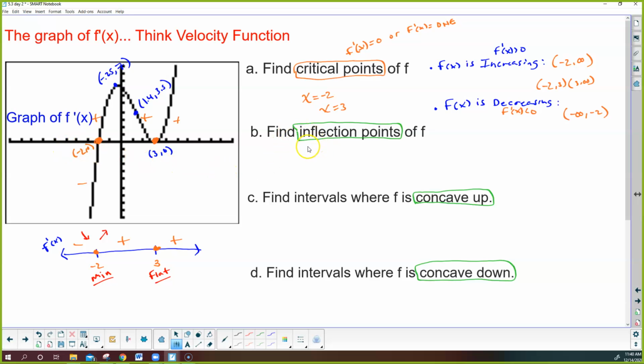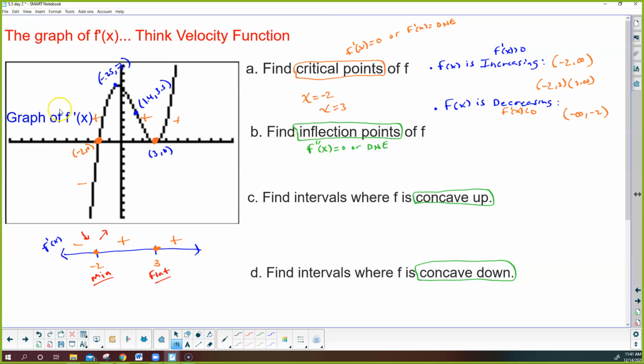Okay, so let's think of what we know. This is the way my brain works. I know that inflection points occur when f double prime is equal to 0 or it does not exist. And since this is a smooth, continuous curve without any corners, cusps, or vertical tangents, we don't have to worry about the does not exist. So I'm looking for when does the second derivative equal 0?